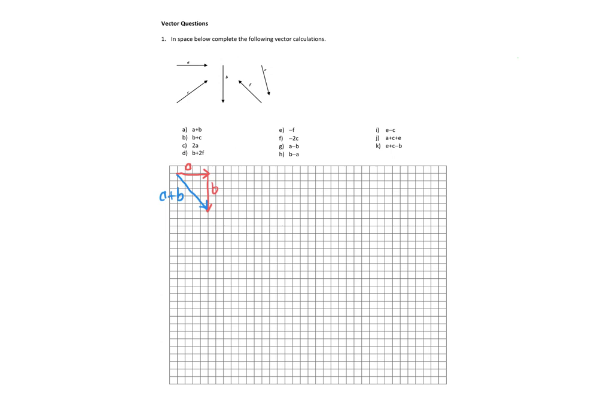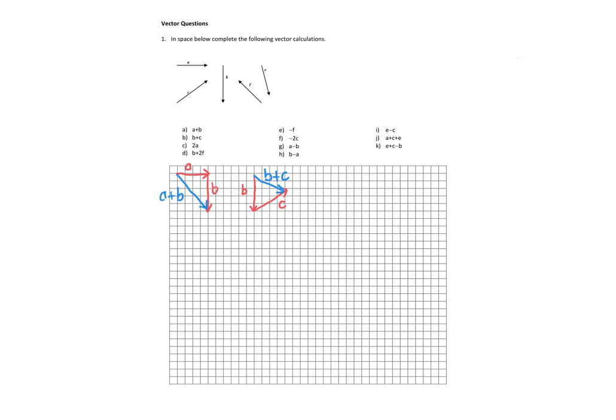So if we look at B plus C, B, we just had that before, goes 5 squares down. That's B. And then C goes 4 across and 3 up, which I think is there. So that is C. So C gets drawn onto the tip of B. And then the answer goes from the tail of B to the tip of C. So that's B plus C.